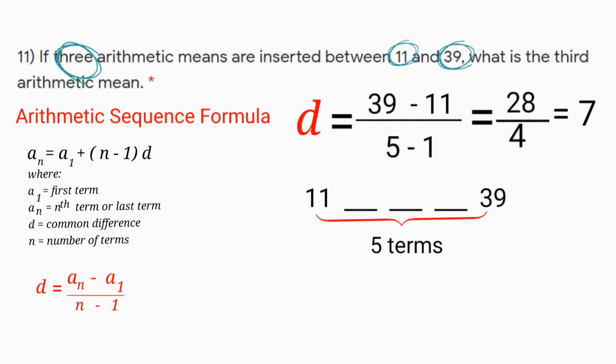And if you add 7 to the first term, it will become 18. And then to add it to the next, it will be 25. Add it again, it would be 32. And finally, 39. Hence, the three arithmetic means are 18, 25, and 32 respectively. And since we are looking for the third arithmetic mean, the correct answer is 32.